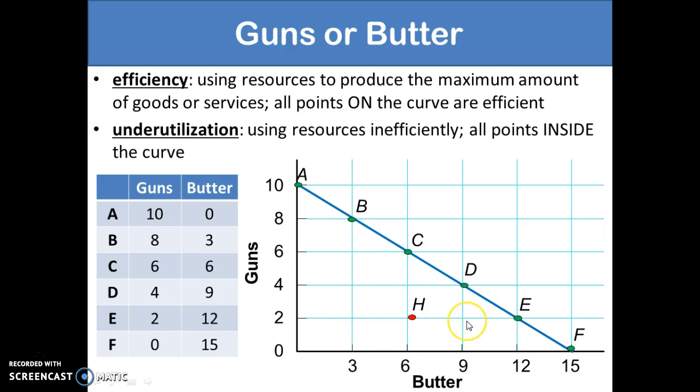Anything that is inside the curve, it's possible, but it's an inefficient use of resources. We call that underutilization. We're not utilizing our resources as much as we could. So we could produce H, 2 guns and 6 butter, but we could also produce point C, 6 guns and 6 butter. That's using all of our resources. So the goal of an economy is to produce on the curve or as close to it as possible. We don't want to be inside the curve. And remember, those points outside of the curve are not yet possible. So anything out here is impossible.